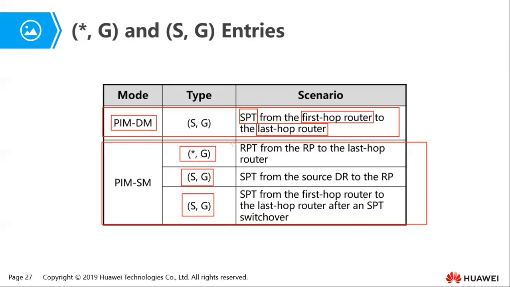Okay, star comma G, this one is normally sent through the RPT from the RP to the last hop router, from the rendezvous point to the last hop router. So by now you know the last hop router connects the receiver. S comma G is for the SPT. So this is the other tree that is created from the SPT, either from the source DR to the RP, when we are sending a register message, or from the first hop router to the last hop router, when we do an SPT switchover. So you can also use a specific source at that particular point. Okay.